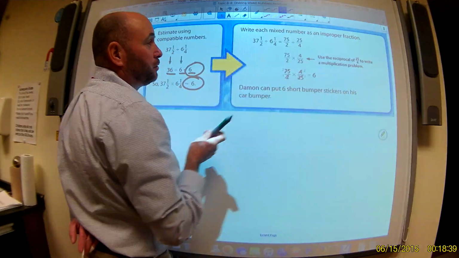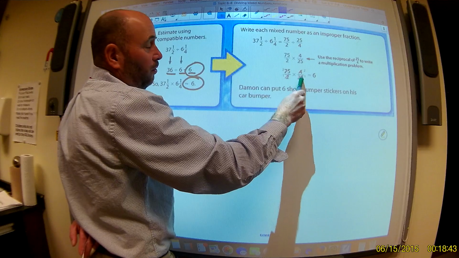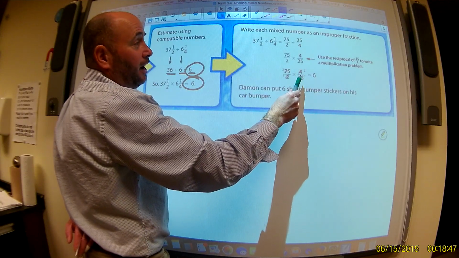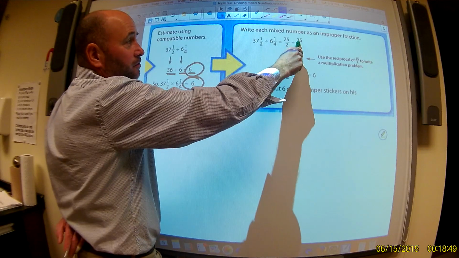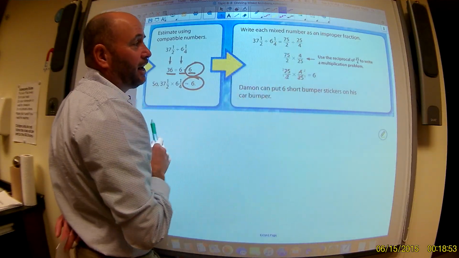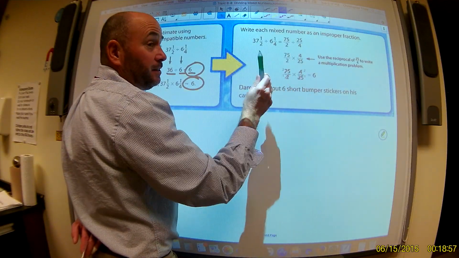All right? And then what they tell us to do, of course, is to use the reciprocal of 25/4 to rewrite a multiplication problem. And so we would create the reciprocal, and we would have 4 over 25 instead of 25 over 4. And then we would want to cross simplify. Now in this case, you can cross simplify both sets.